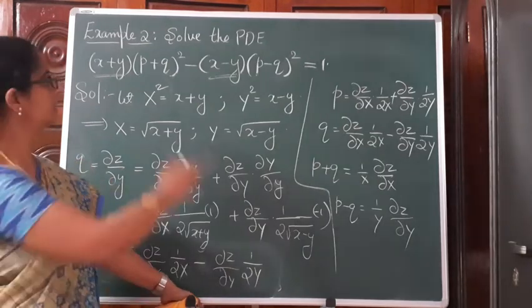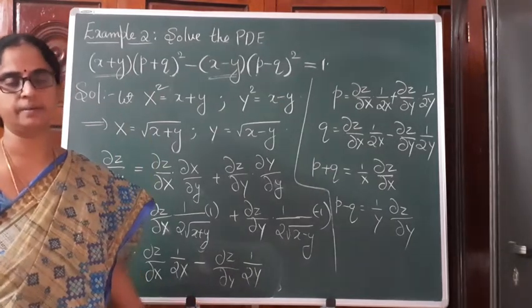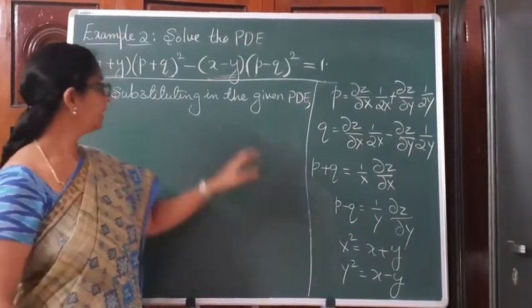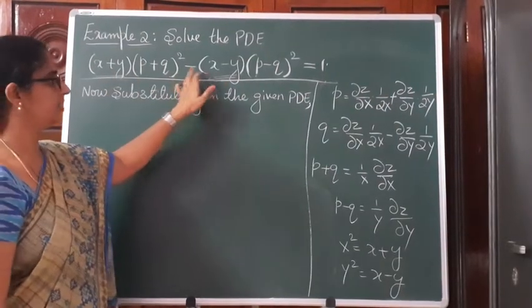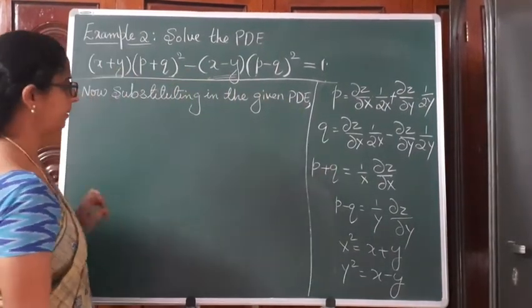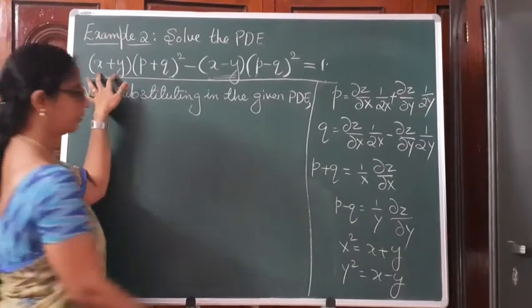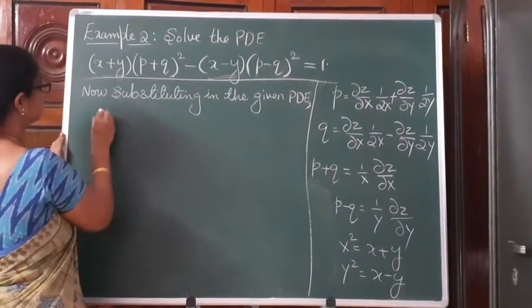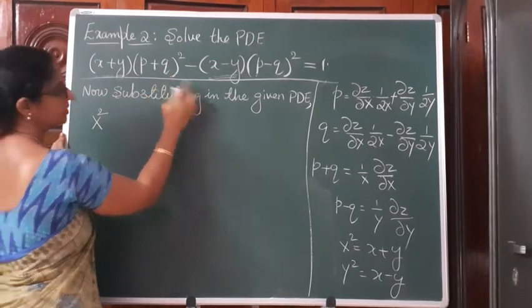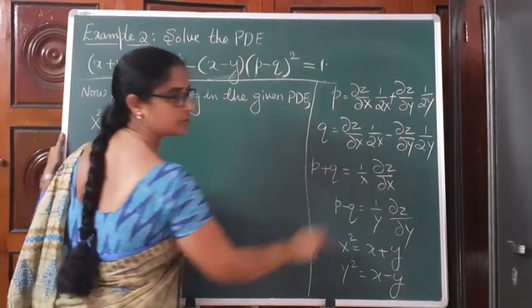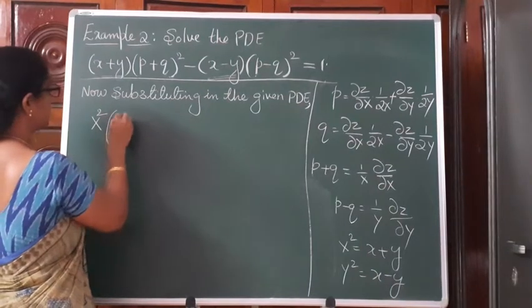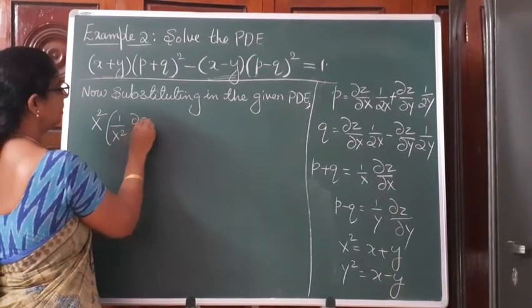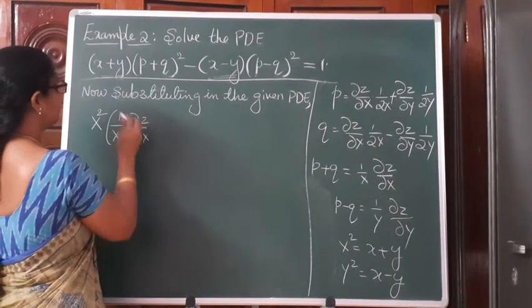Now we substitute all these in the given partial differential equation. Now substituting all these values, let us see what happens. We have x plus y here. What is x plus y? Capital X square. So this is capital X square. P plus q whole square. P plus q is 1 by X times dou z by dou capital X. So p plus q whole square is 1 by X square into dou z by dou capital X whole square.